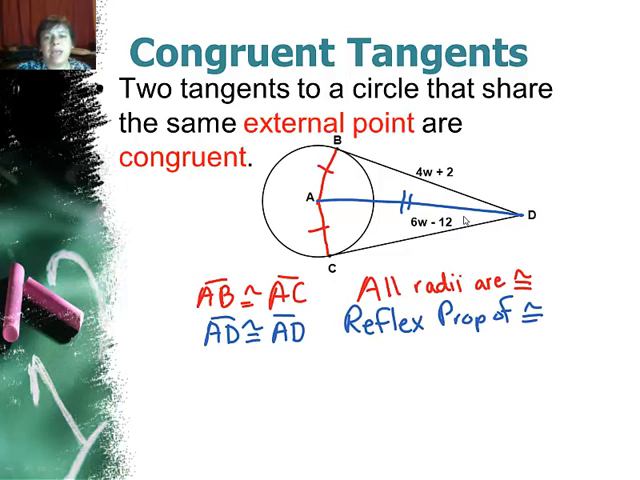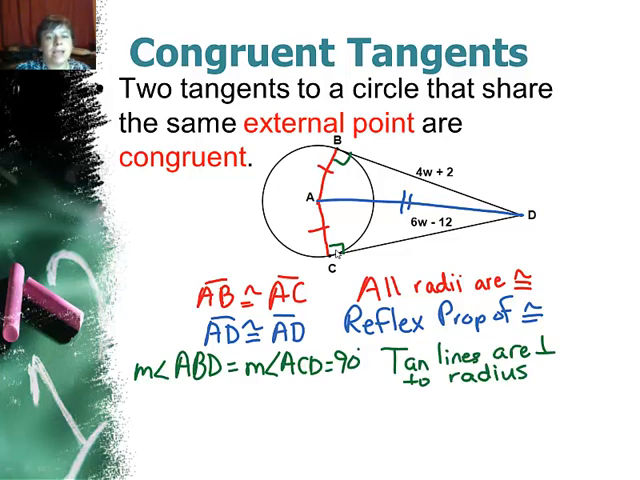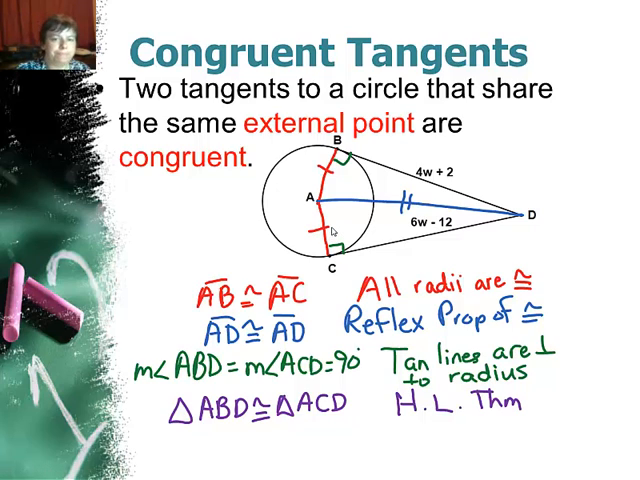And I know that AD is congruent to AD. I just connected the center to that external point. And that's by the reflexive property of congruence. Something is always congruent to itself. Now remember that these are right angles because tangent lines are perpendicular to the radius there. And since I have congruent hypotenuses here and congruent legs there, I can say these two triangles are congruent by the hypotenuse leg theorem, which we learned in the fall.